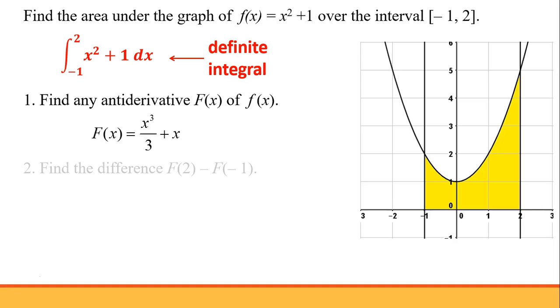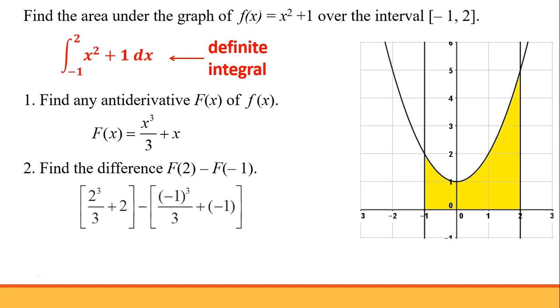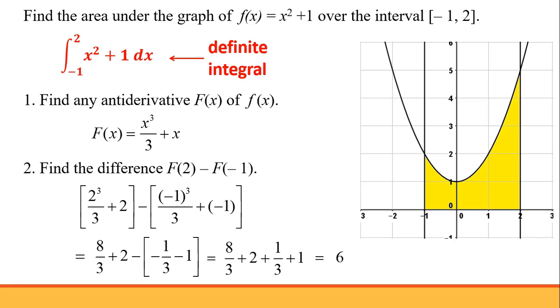The second step is to evaluate that antiderivative at the two numbers that are the lower and the upper bounds for our integral, and then subtract those values. That means we'll substitute 2 into our antiderivative and -1 into our antiderivative, and then subtract those two values. So there's a lot of arithmetic to be done at this point. But once we do all that arithmetic, we end up at a value of 6, which means the exact area underneath this curve is 6 square units.